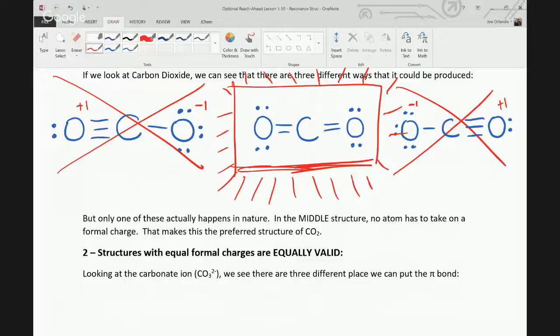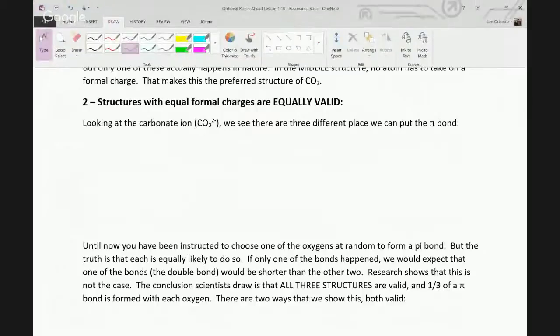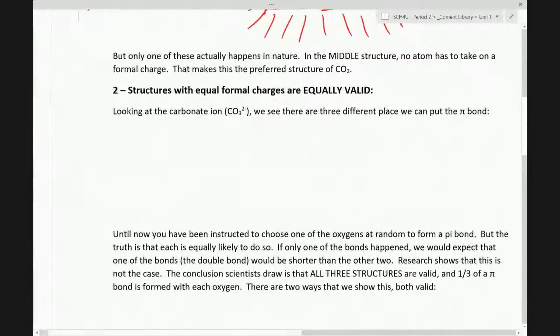But let's look next at carbonate, CO3 2-, and we're going to draw its Lewis structure. Really quickly, carbon should give us 4 valence electrons. 3 oxygens should give us 18. And the 2- charge should give us 2 more, and that gives us a total of 24 electrons.